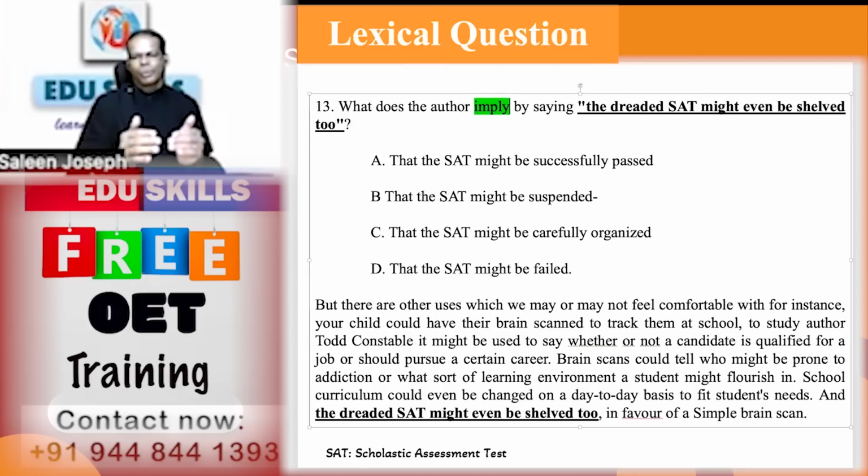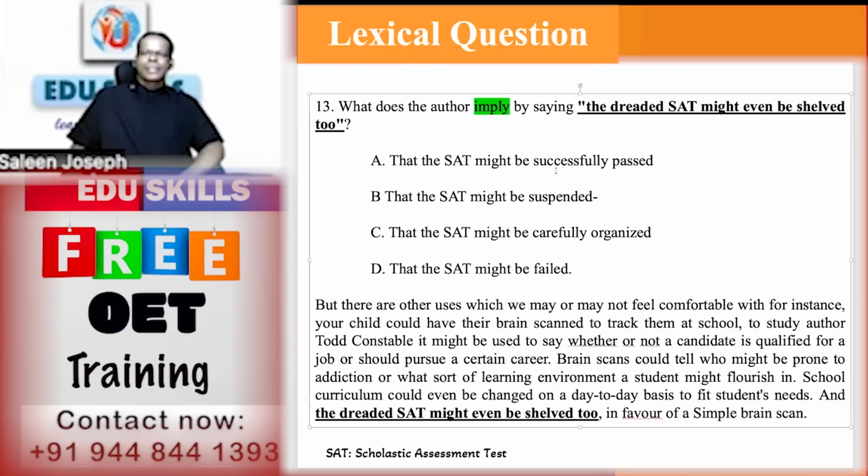Deduction means from general to particular. At the end you say, the example I usually give: all human beings are mortal. Sahana is a human being. Therefore, Sahana is mortal. The answer will be the last sentence. So we cannot go into detail on that. The SAT might be successfully passed. Now SAT is the same, okay? SAT means Scholastic Assessment Test. So the hedging words are successfully passed, suspended, carefully organized, and failed.